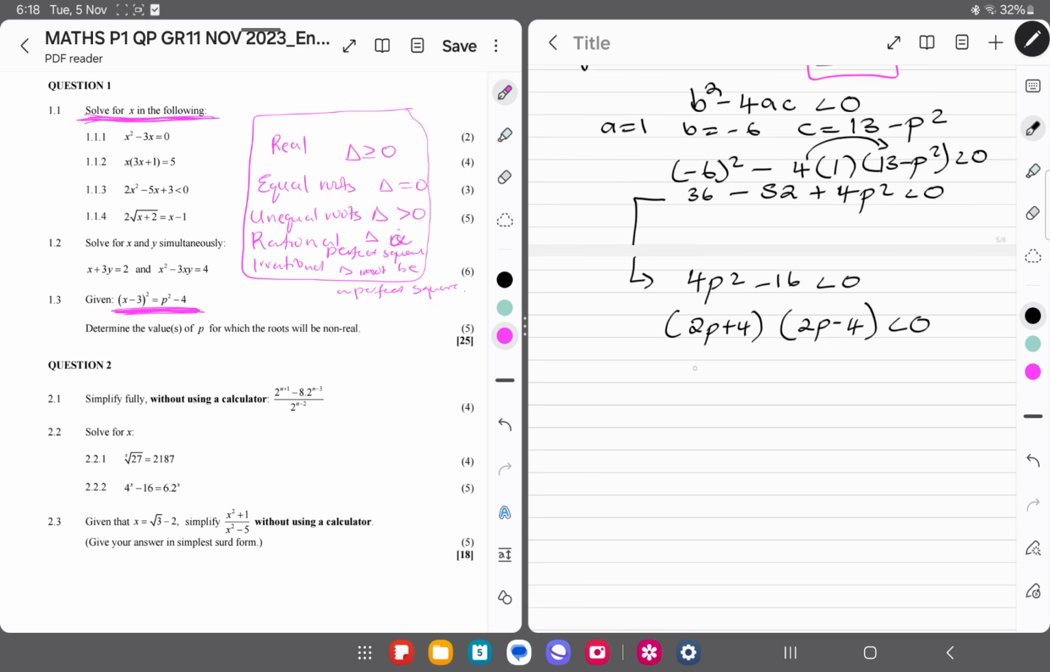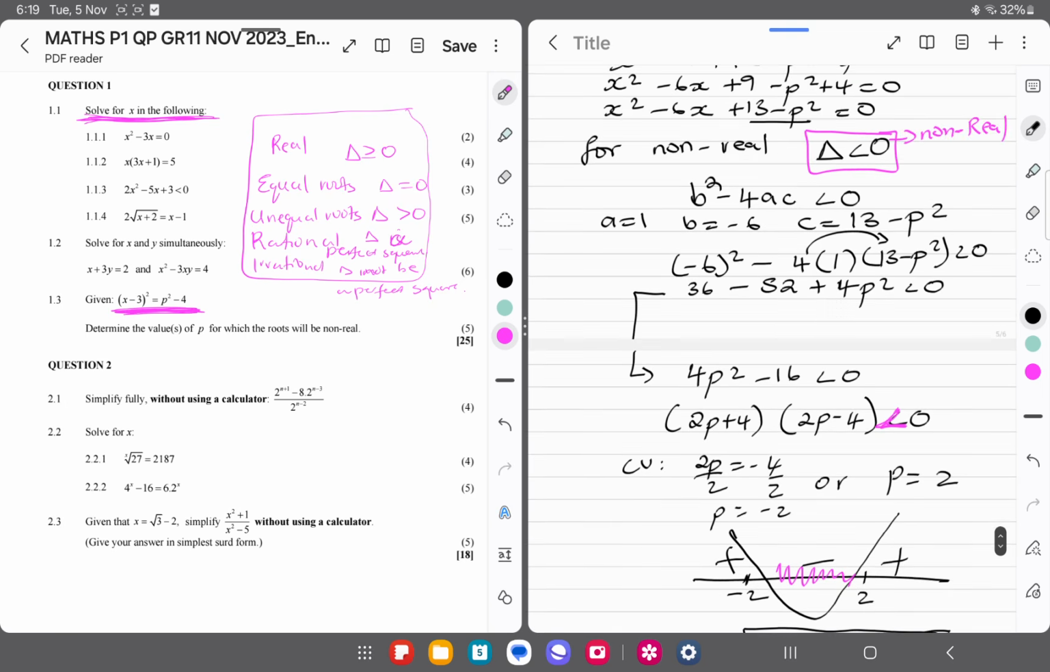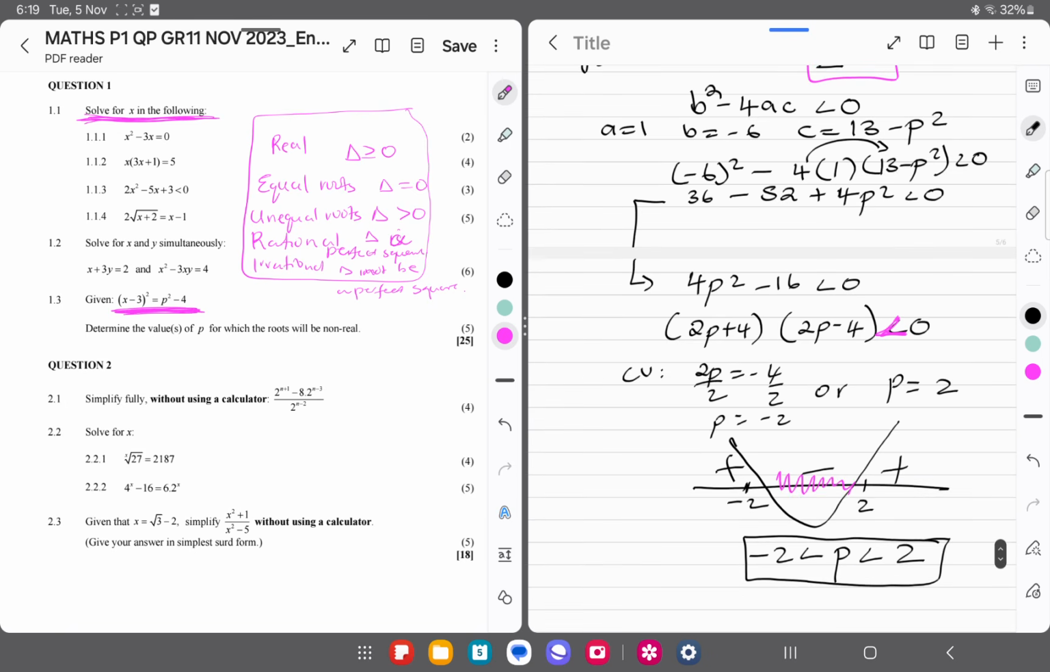Therefore, the critical points: remember, this is an inequality, so p equals minus 2 or p equals 2. So this will be minus 2 and 2, and then we get plus, minus, plus. Remember, it's less than, so we take the minus region. So the answer will be minus 2 is less than p, which is less than 2. Any value between these, if I punch it in, I'm going to get a negative number, which will make this whole thing non-real.